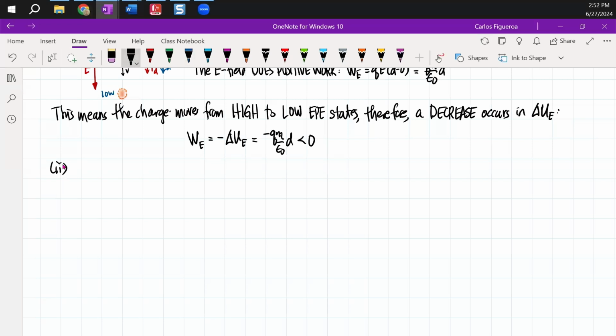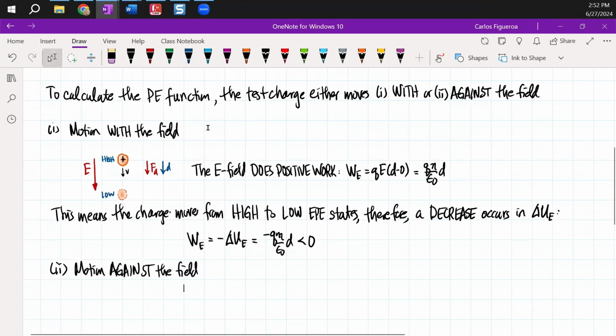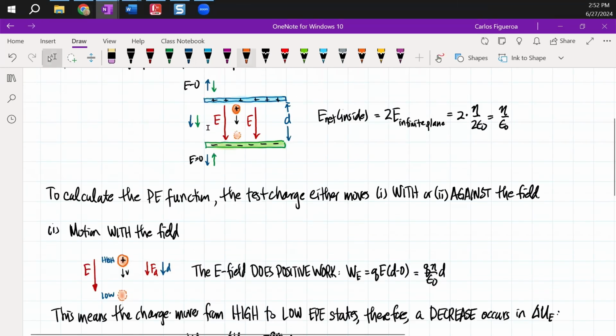So now what we're doing is that we're looking at motion against the field. So now if I'm coming over here, what I'm imagining is that I have a positive charge that's now going to move upwards this time. So you could see it's going to be moving against the field.